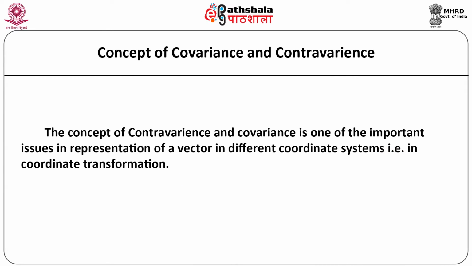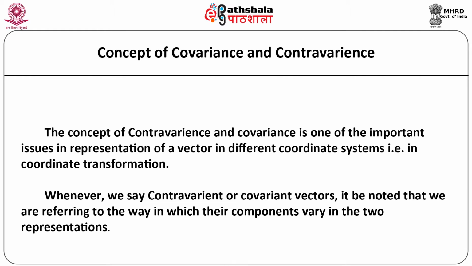Actually, vectors are simply vectors. They are independent entities. They have their own magnitude and specific direction. When it comes to their representation in different coordinate systems, several issues arise. Contravariance and covariance is one such issue. Whenever we say contravariant or covariant vectors, it should be noted that we are referring to the way in which their components vary in the two representations. Let us discuss some important aspects of these two types in brief.